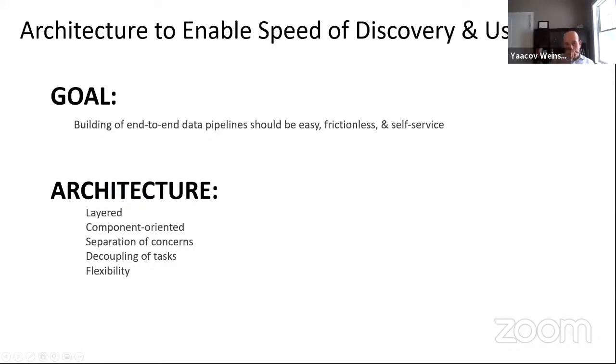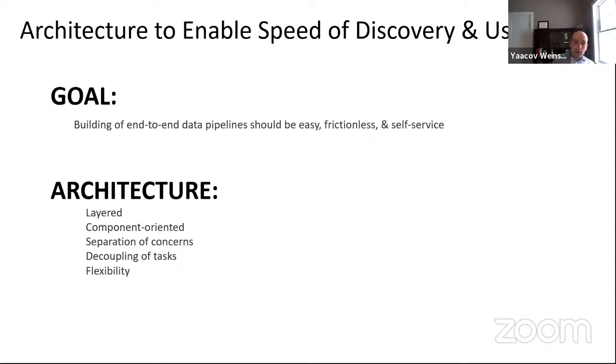And so the goal we set out to achieve is how do you build end-to-end data pipelines that are easy, what we call easy, frictionless, and self-service. The approach was to create an architecture that was layered and component oriented, and that decoupled the concerns. This is all sound architectural practice, but people jump in and think that they can just pull information in and drop it into a database and hope for the best. That's not going to cut it in an environment that has to be nimble and agile.